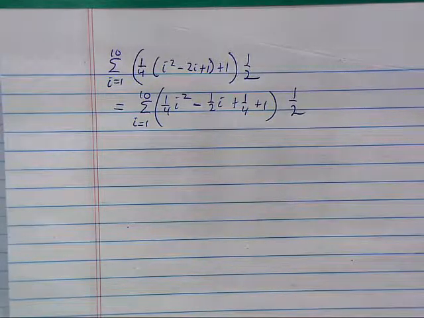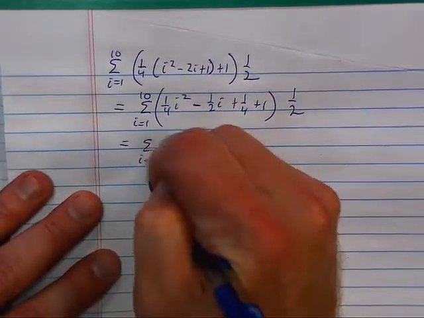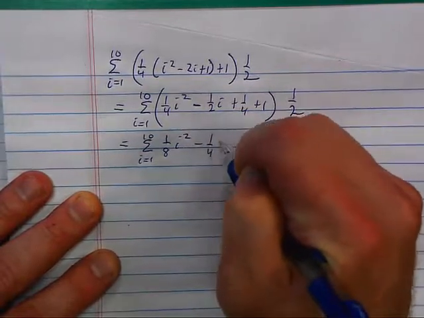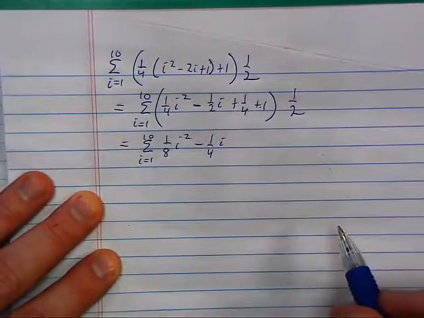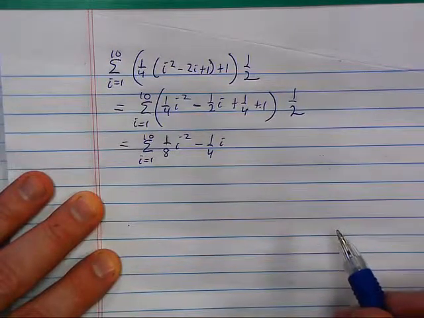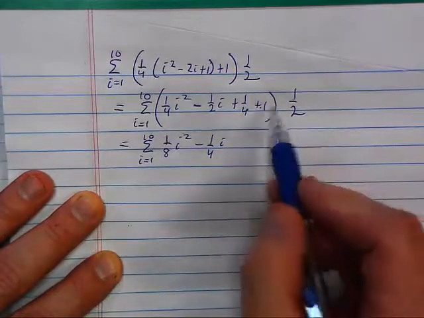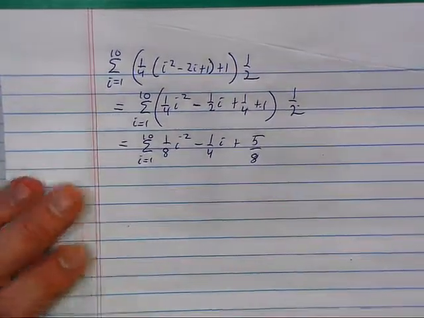What did I do there? Distributed the 1/4, and now I'm going to distribute the 1/2 through. So I have the sum from i equals 1 to 10 of 1/8 i squared minus 1/4 i. Well, what's 1/4 plus 1? 1/4 plus 1 is 5/4, and then I take 5/4 multiplied by 1/2, I get 5/8.